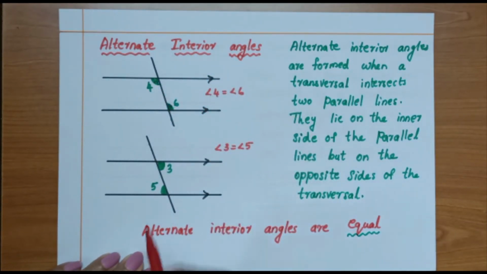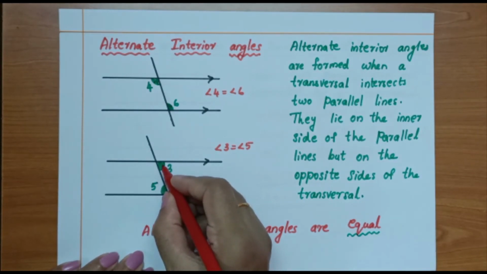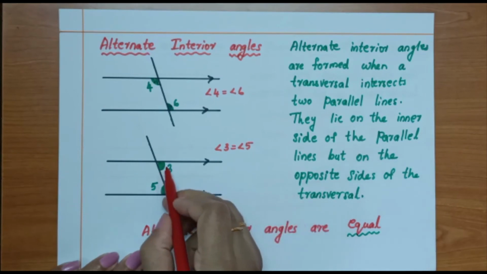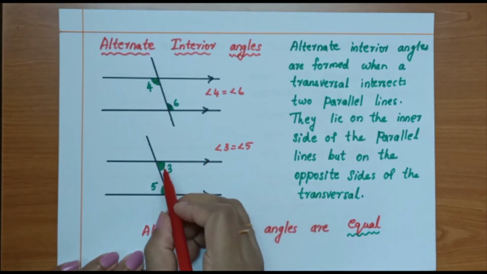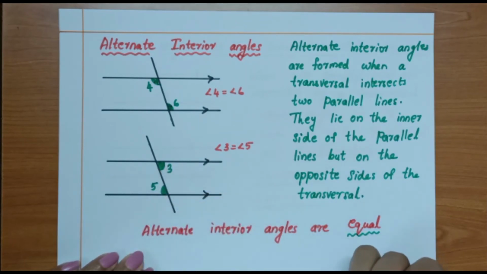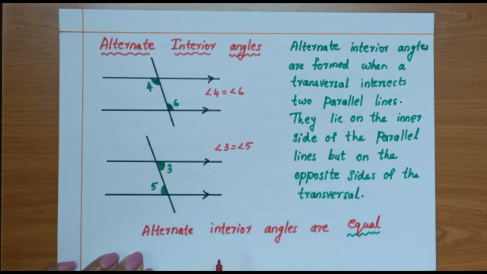They are equal. Then we will get another pair of alternate interior angles, that are 3 and 5. Both are inside the parallel lines, both are interior angles, and one is on one side of the transversal, the other is on the other side of the transversal. So these are the alternate interior angles. Alternate interior angles are equal, and we can also call them alternate angles. If we say simply alternate angles, that means alternate interior angles.